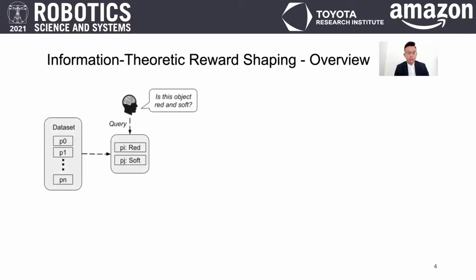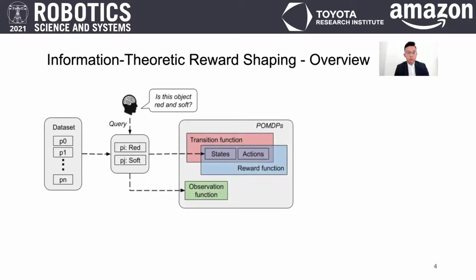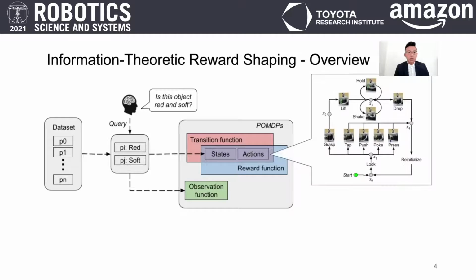When asked, "is this object red and soft," the robot will generate a perception model using psi on the specified attributes according to its prior knowledge. Queried attributes and the corresponding perception model then will be used to construct a POMDP framework for robot planning. The state space includes a set of fully observable states, indicating whether an action is successful or not, and another set of partially observable states, decided by the values of queried attributes.